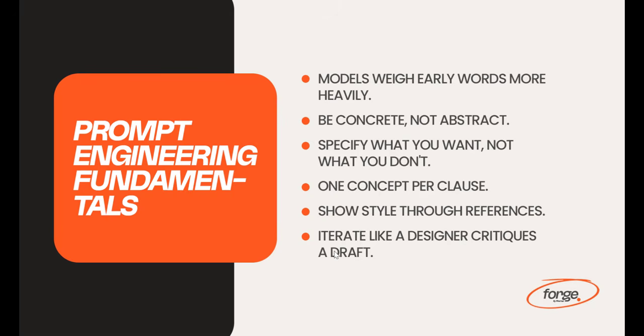So the last one here before we move to the formula and prompting is iterate like a designer critiques a draft. You must learn to identify one thing to fix per regeneration, maybe a lighting, maybe a color, and so on. Instead, a lot of people, when they find out that that is not what they want, rewrite the prompt. No, you don't necessarily need to rewrite the prompt. Just learn how to identify things that are not working in the composition. Then you start correcting them one after the other.